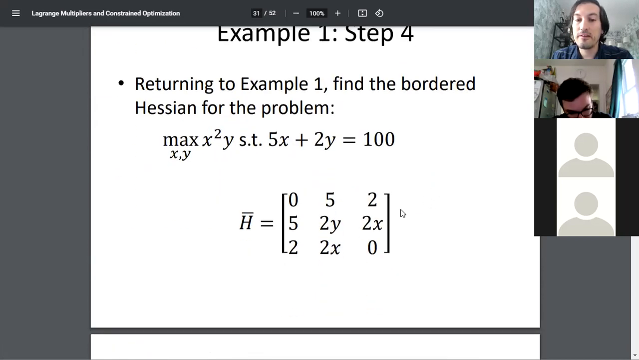We need to plug in 40 thirds for x and 50 thirds for y, and then take the determinant of this matrix. And if it's positive, we found a maximum. If it's negative, we found a minimum, and we should be ashamed of ourselves for getting the wrong answer and assuming it was right. Now, hopefully, if you plug in 40 thirds for x and 50 thirds for y, you will find a maximum. You will find a positive determinant.